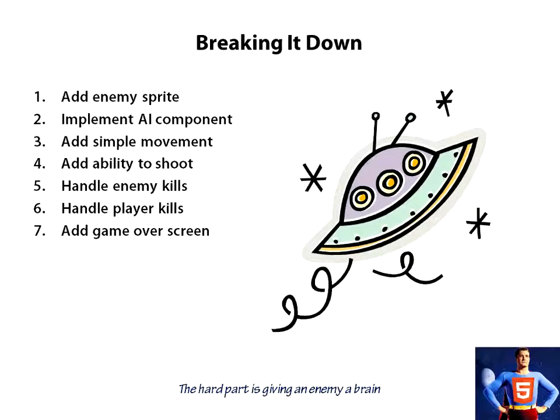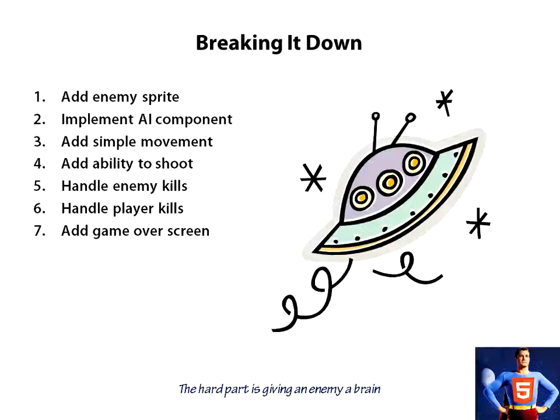After that, we will handle enemy kills. So when the player shoots an enemy and that shot comes in contact with the enemy, we want to be able to kill the enemy and get rid of that shot. We're going to implement that logic using something called collision detection.